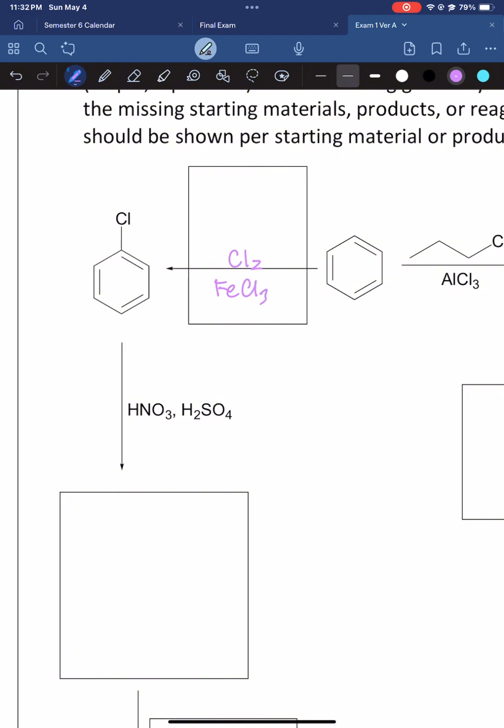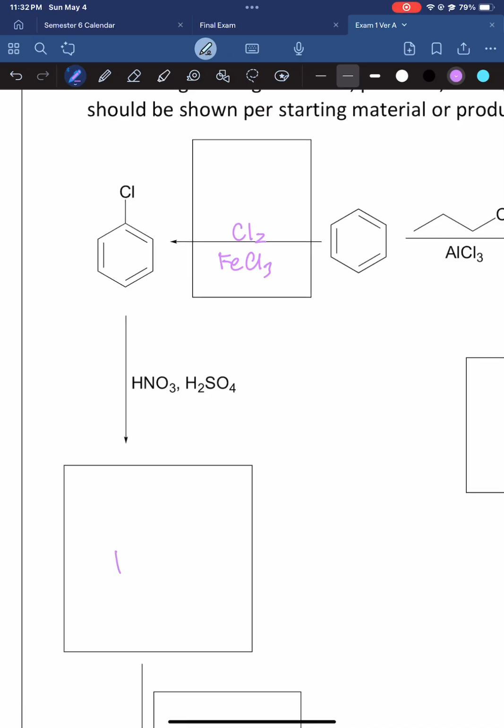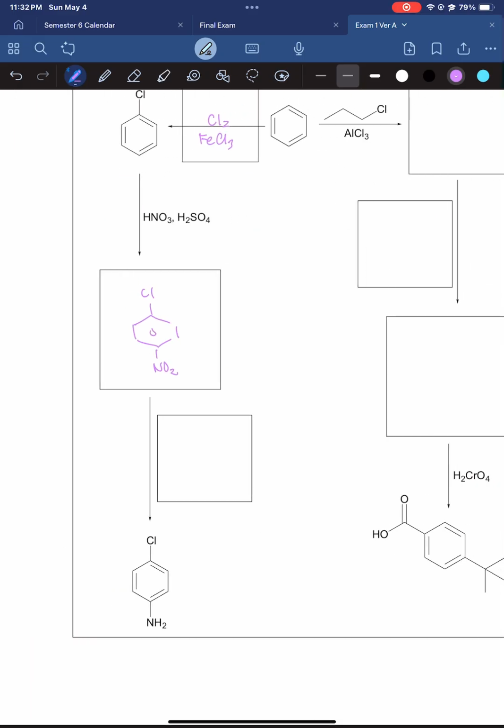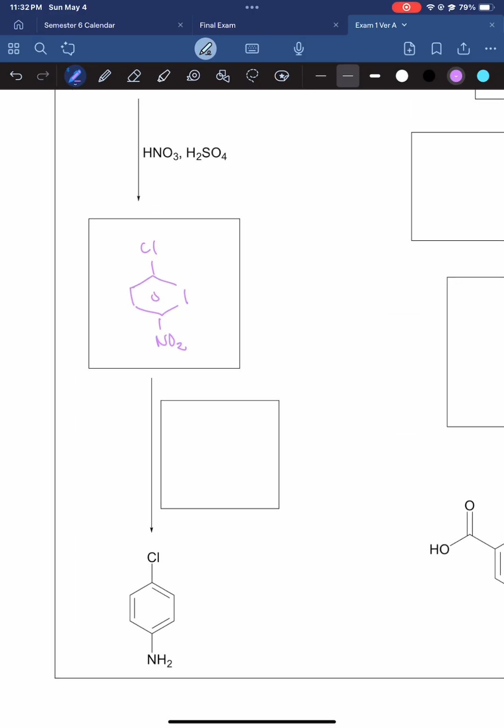And now we're given that we have the nitration reaction, as we saw from the previous page. That is going to add a chlorine here and the NO2 down here. And now we're asking, okay, how do we go from the NO2 to an NH2? And this is your favorite reaction. This is your H2, Pd on C reduction reaction.